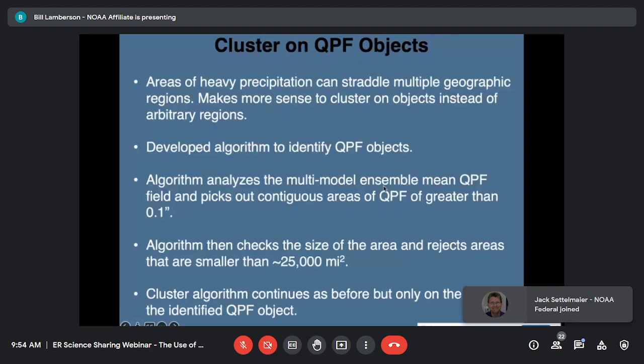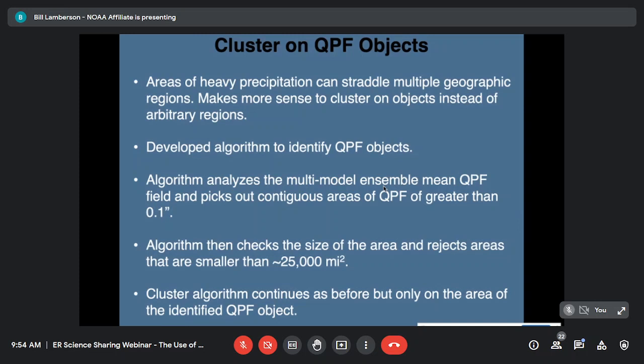All right, so another thing we wanted to do was to cluster on QPF objects. As I mentioned, areas of heavy precipitation can straddle multiple geographic regions, so it makes more sense to cluster on objects instead of arbitrary regions. So we developed an algorithm to identify QPF objects. Basically, the algorithm analyzes the multimodel ensemble mean QPF field and picks out contiguous areas of QPF greater than 1/10 of an inch. Then the algorithm checks the size of the area and rejects areas that are smaller than about 25,000 miles.